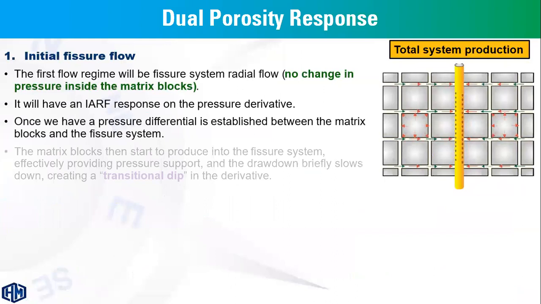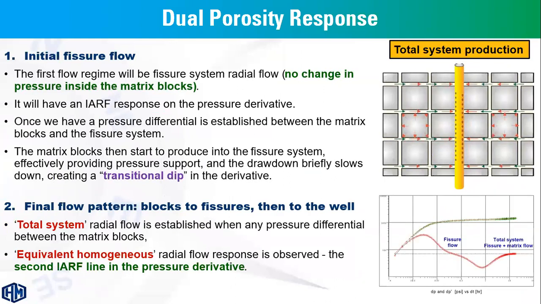So the pressure behavior in the dual porosity models: at first, once we have the pressure drop in the bottom hole flowing pressure, the fractures will start to flow to the wellbore. So at first we have the first fissure flow, the infinite acting radial flow of the fracture system, or initial fissure flow or initial fracture flow. After that, once we have a pressure drop between the matrix blocks and the fractures, the matrix blocks will start to flow to the fractures. In this case, we will have this transitional dip, which means the start of the flow from matrix to fractures.